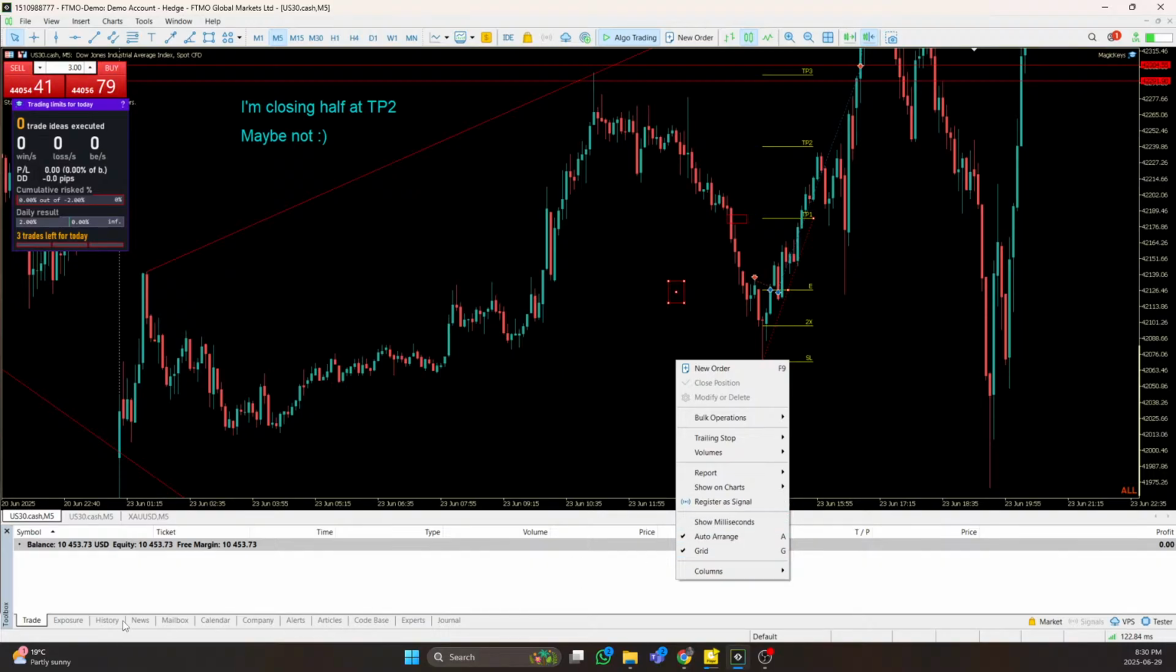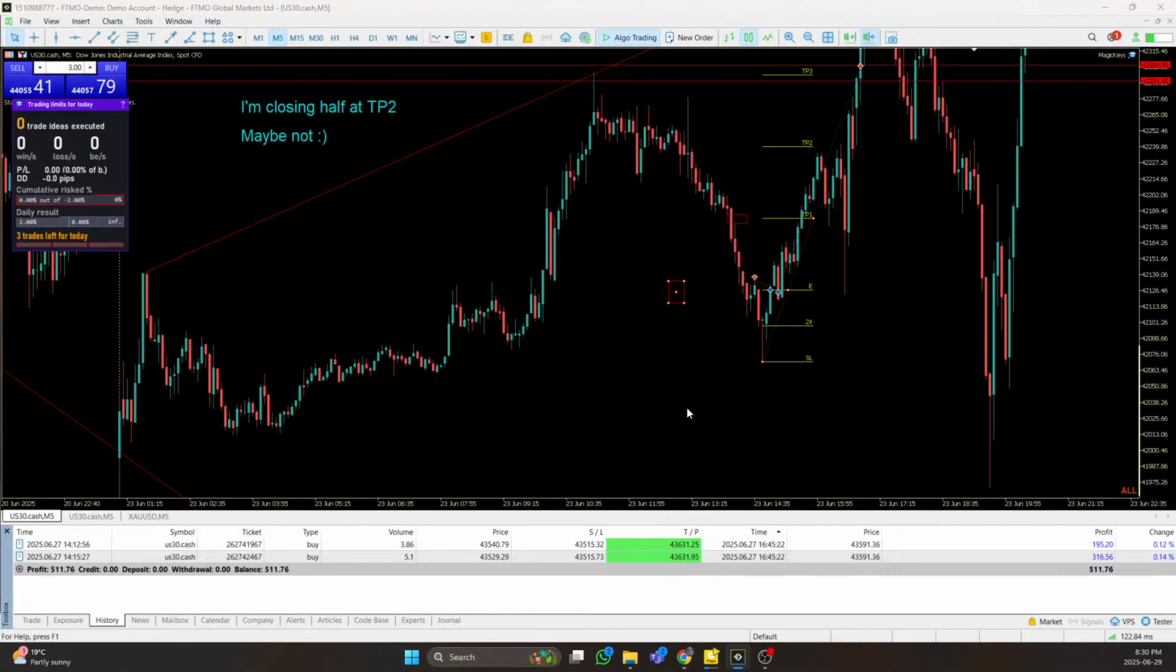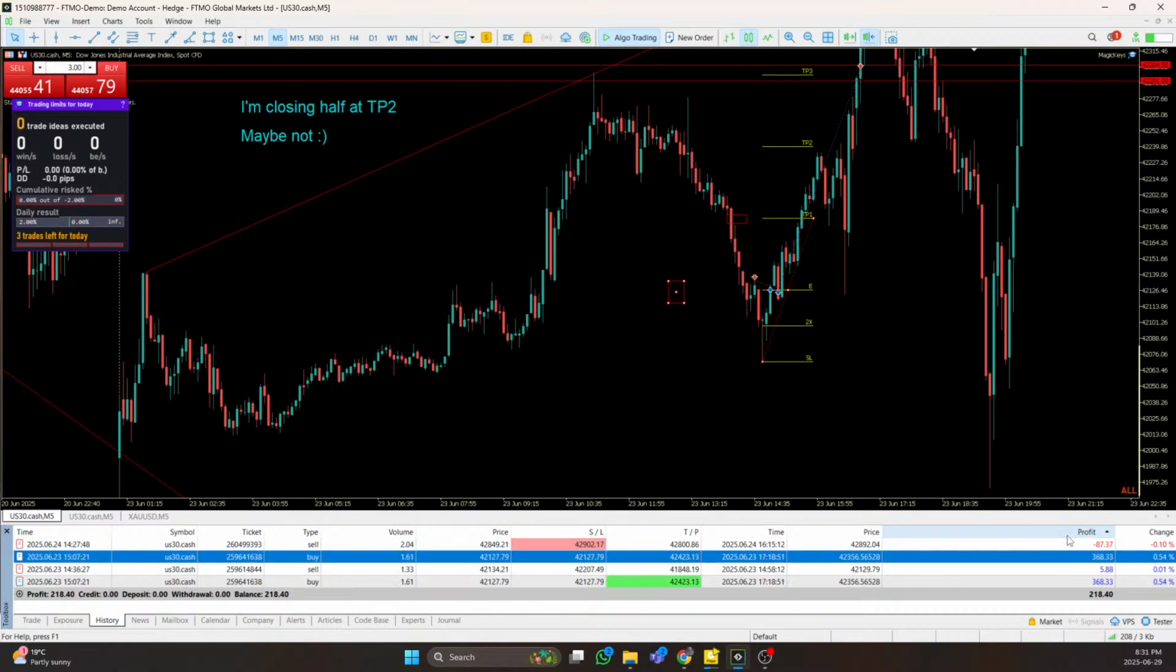If we want to go see the history on that day, 23rd to 24th. Oh, it's showing 24th as well. So these were the two trades. Where is the date? Okay, these are the two trades.